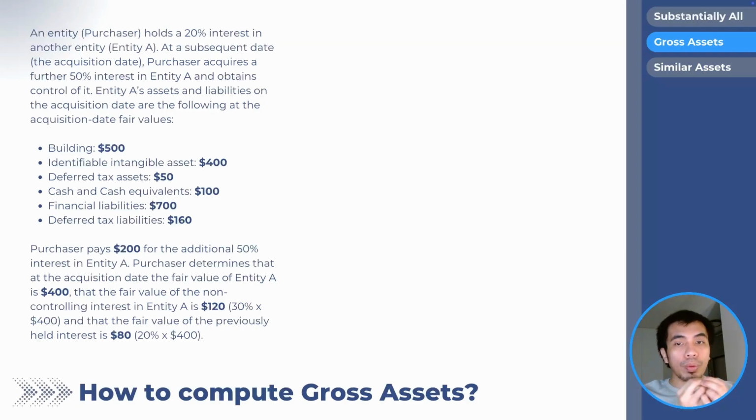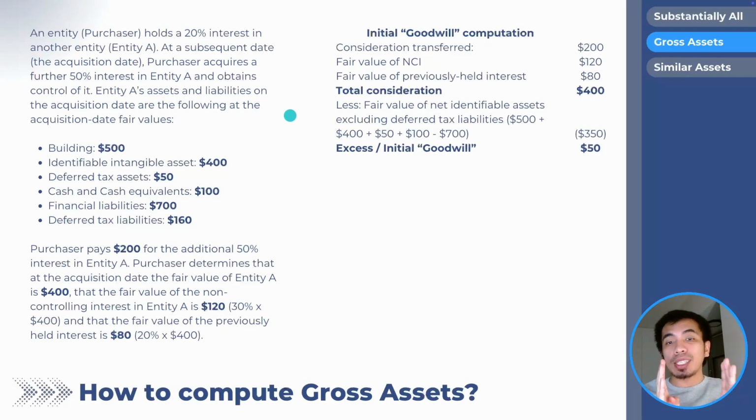So from here, we should be able to compute the fair value of the non-controlling interest and the fair value of the original 20%. The non-controlling interest has a fair value of 120 because our NCI is 30%. We hold a total of 70, so the NCI is 30%. 30% times 400 is 120, and the fair value of the previously held interest is 80, which is 20% of the 400 fair value of the entity.